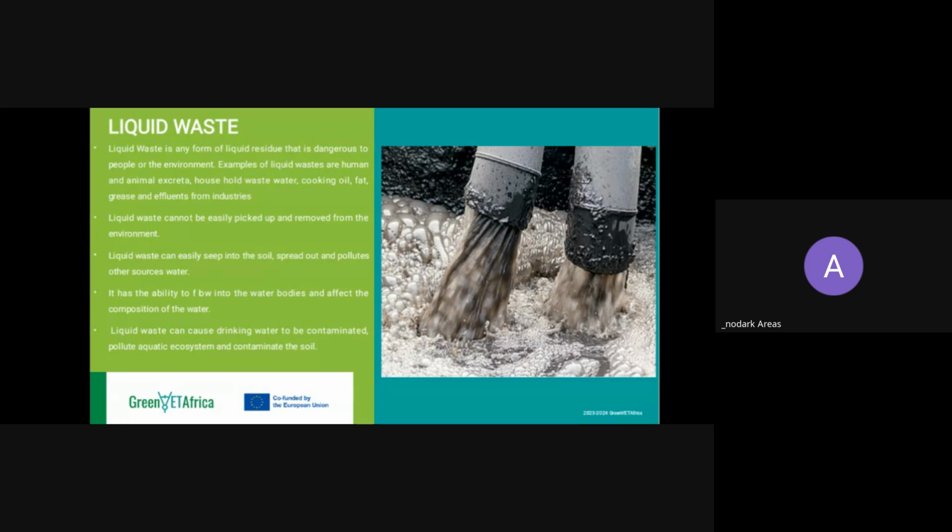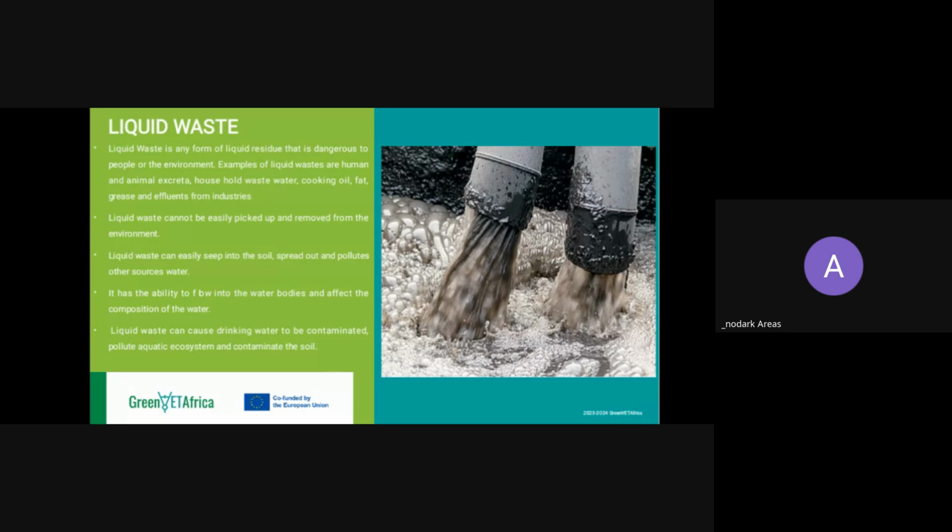Unlike solid waste, where you can easily pick up your plastic bottle, you can easily pick up paper. But liquid waste, most times, even when it's poured on the ground, on the soil, it tends to percolate. It goes into the soil and it begins to cause harm to the environment. So it's very, very important to manage our liquid waste properly.